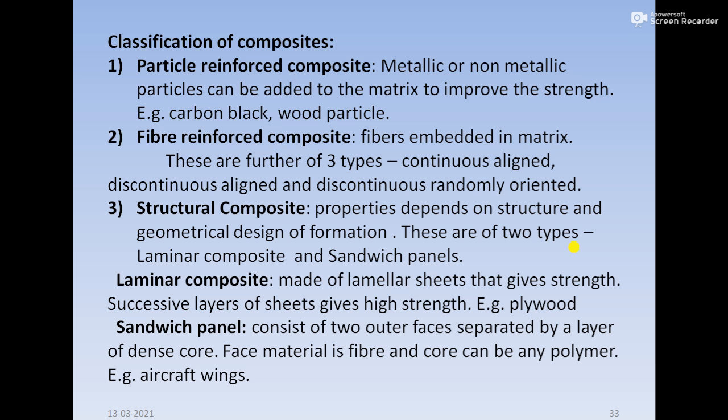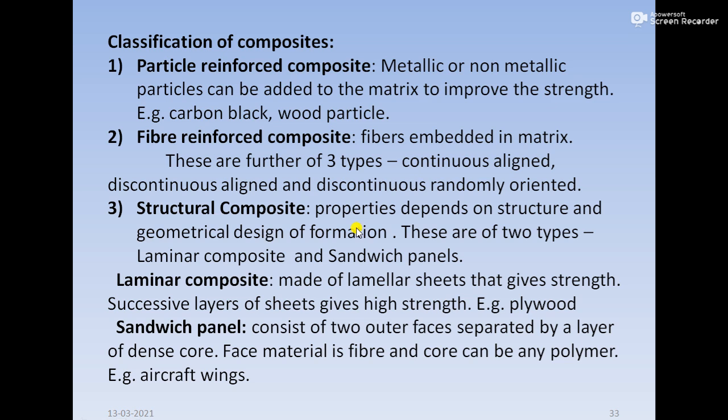Then next is classification of composites. So there are three types. One is particle reinforced composite. As I said, if you are using particles, then that is particle reinforced composite. So the particles are of either metals or non-metals. Either carbon black or wood particles you can use, or you can use Fe metal. Any metal you can use as particles. Then fibers, it is the same. It can be of metal, it can be of non-metals.